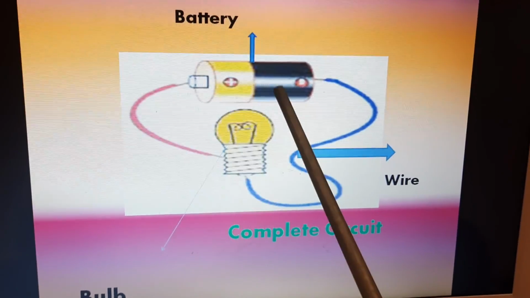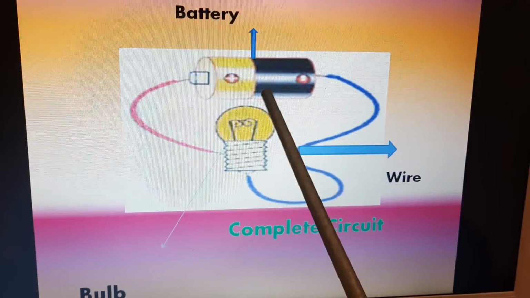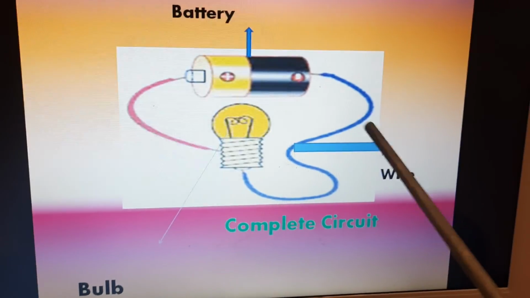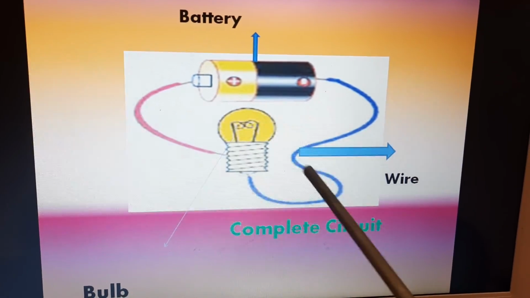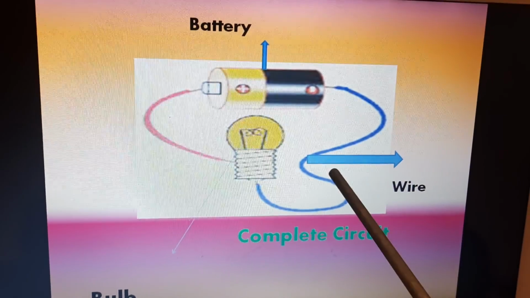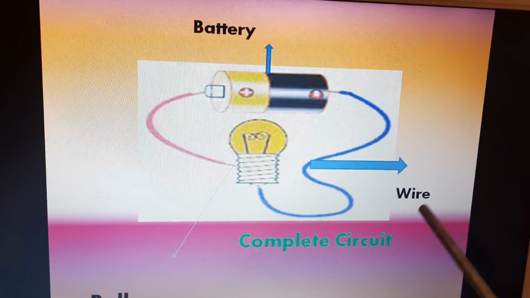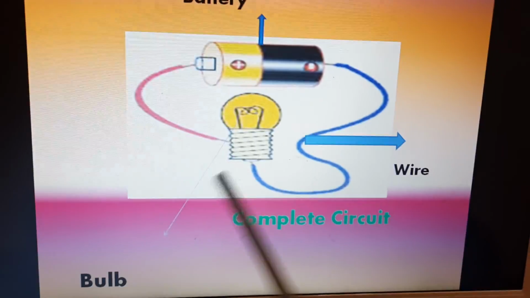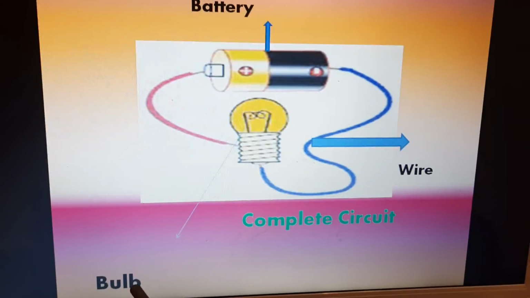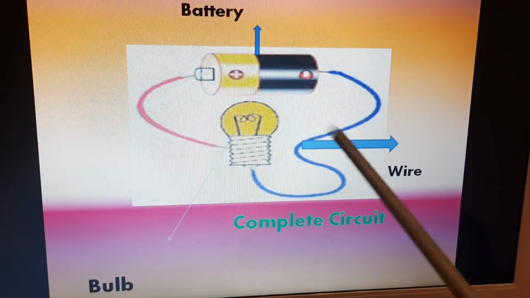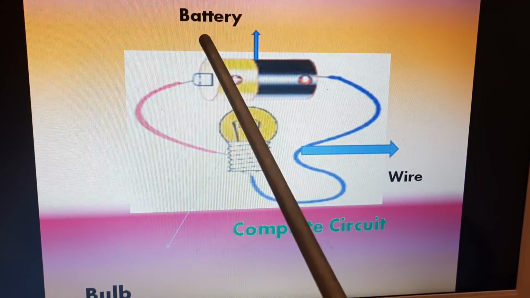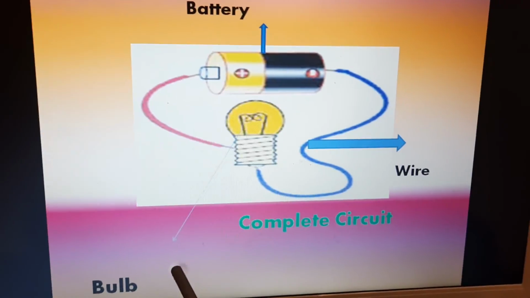We have battery. This is battery. And here we have wire. Wire, الذي تمر فيه الكهرباء. And here we have bulb. So, circuit consists of, تتكون من, battery, wire, bulb.